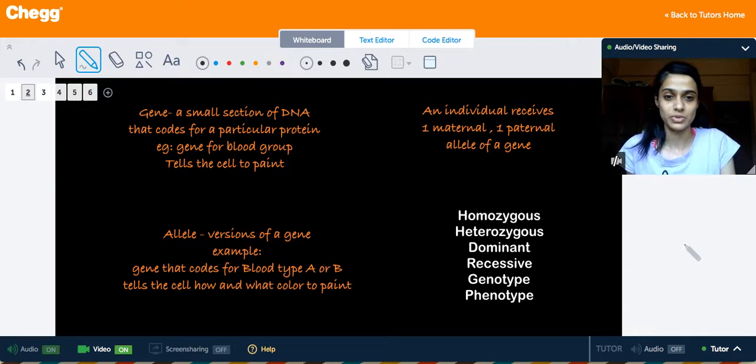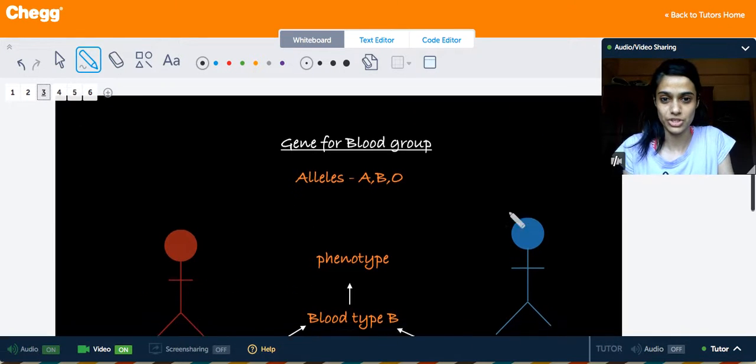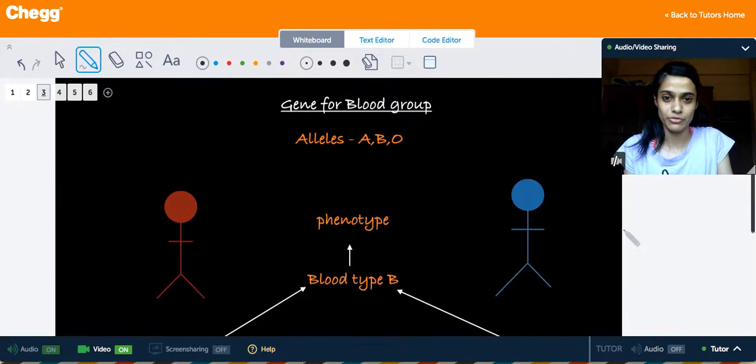As you can see, it's written right here, you get one maternal allele and one paternal allele of the genes. So alleles are basically versions of the genes. You can see right here in the corner, I have a couple of words written down, and we're going to go over the definitions of what these mean. In order to do that, I'm going to draw this little picture here. Let's take an example for the gene for a blood group. The alleles are A, B, and O, which are the different versions of the gene for a blood group.